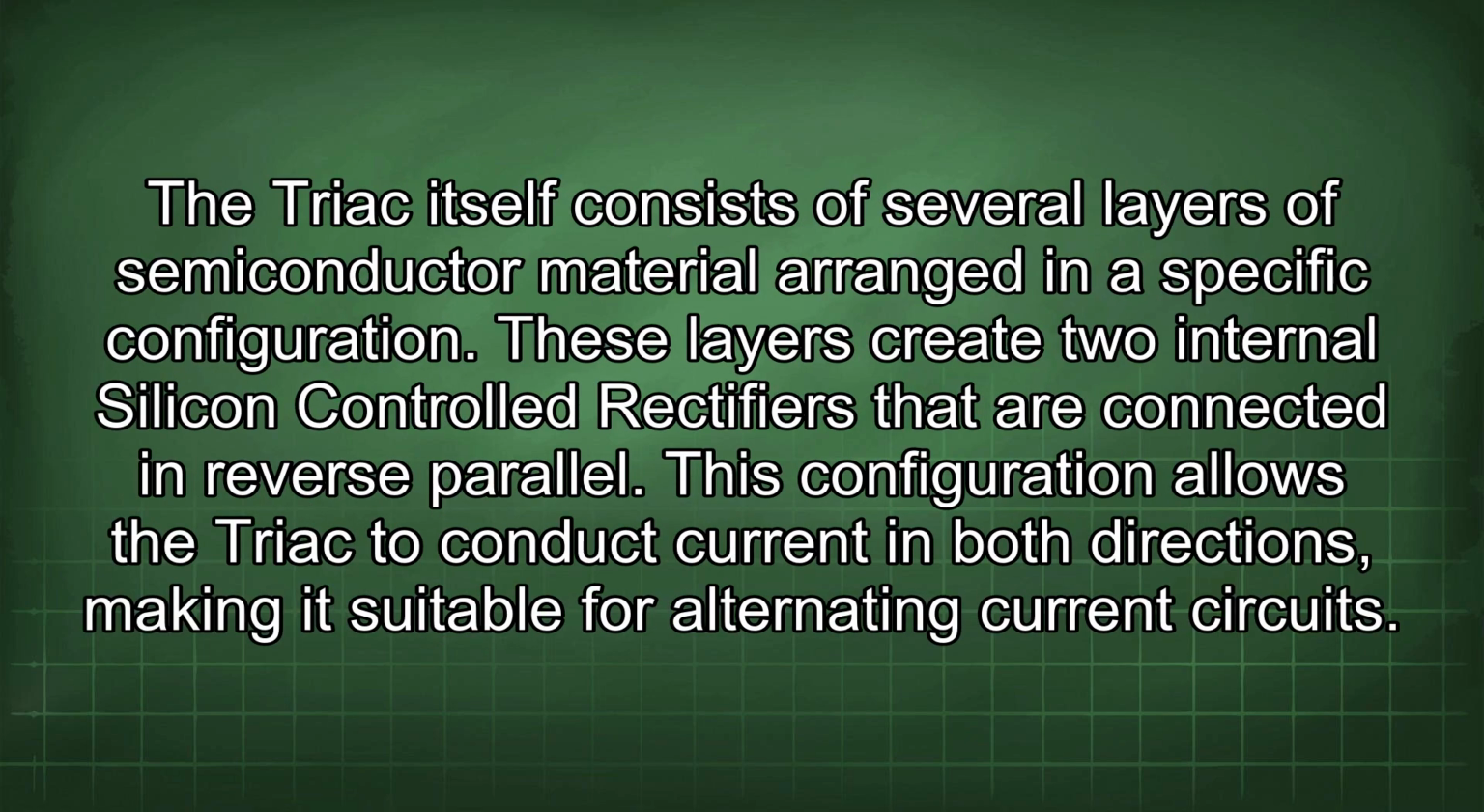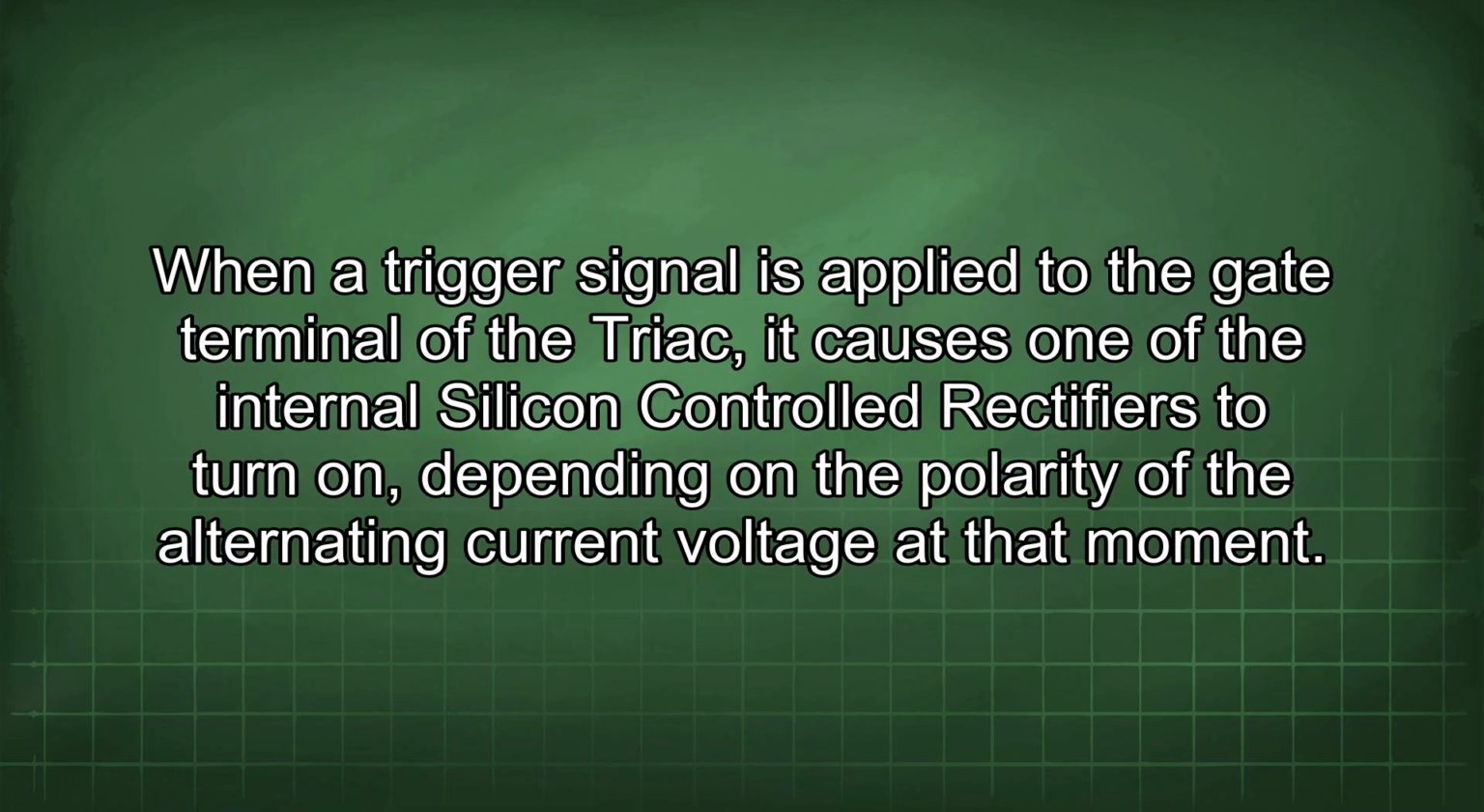The triac itself consists of several layers of semiconductor material arranged in a specific configuration. These layers create two internal silicon-controlled rectifiers that are connected in reverse parallel. This configuration allows the triac to conduct current in both directions, making it suitable for alternating current circuits. When a trigger signal is applied to the gate terminal of the triac, it causes one of the internal silicon-controlled rectifiers to turn on, depending on the polarity of the alternating current voltage at that moment.